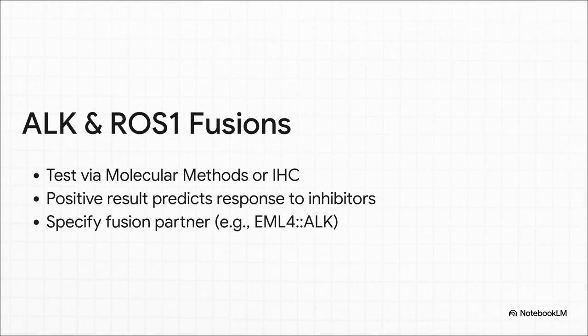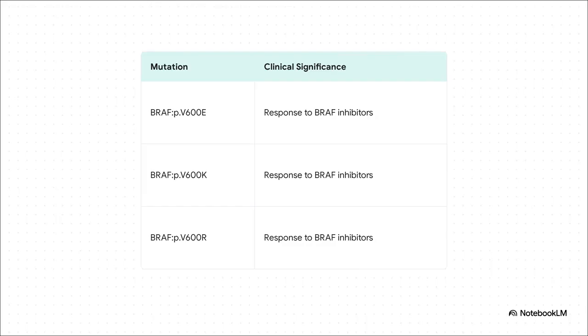Finding a positive result, whether you use IHC or molecular methods, swings open the door to another set of incredibly powerful targeted drugs. The template makes sure you note this and even lets you get specific about the fusion partner. And you see the exact same logic for other genes, like BRAF. This table shows it perfectly. You find a specific mutation, like V600E, and that is directly tied to whether a BRAF inhibitor drug will work.